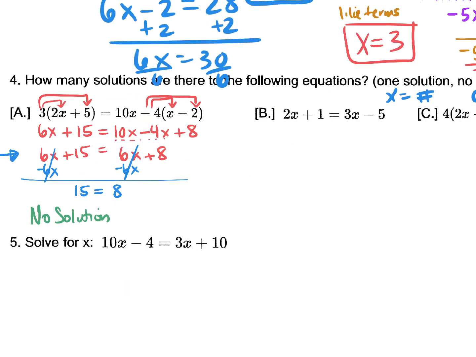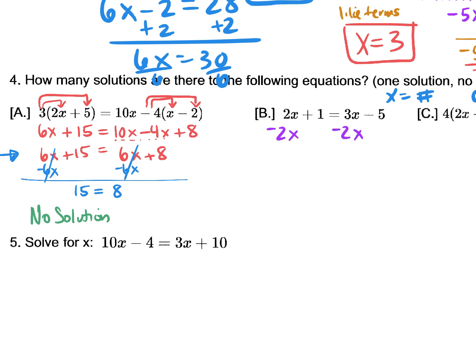B looks like it'll be a little bit nicer because we don't have to do any distribution. We just have to simplify to get x by itself. To do that, we can move numbers around or we can move variables around. It doesn't make a difference to me which one we start with. I'm probably going to move this 2x.